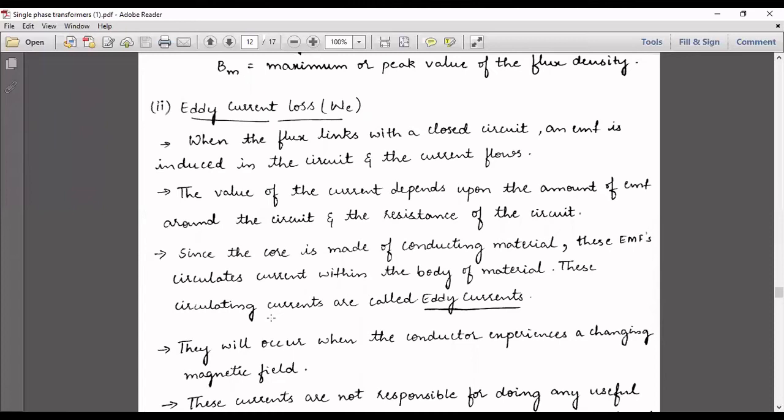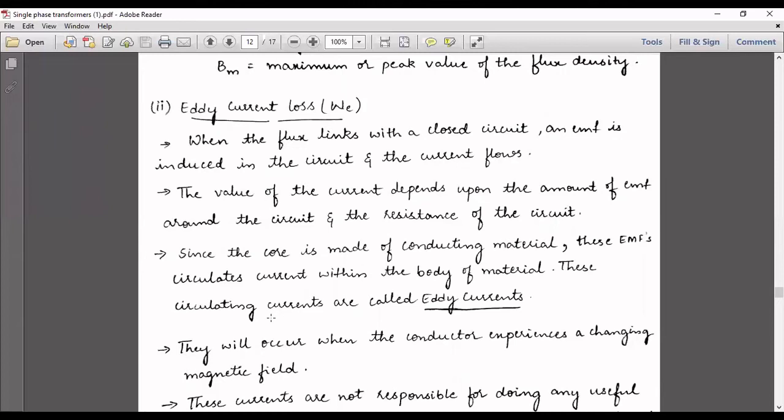The value of current always depends upon the amount of EMF around the circuit and the resistance of the given circuit. Since the core is made up of a ferromagnetic material, that is a conducting material, this EMF circulates current within the body of the material. Within the core itself, there will be a circulating current flowing.